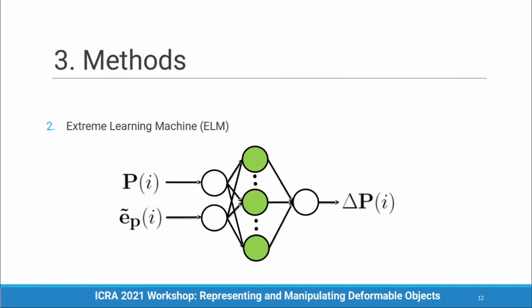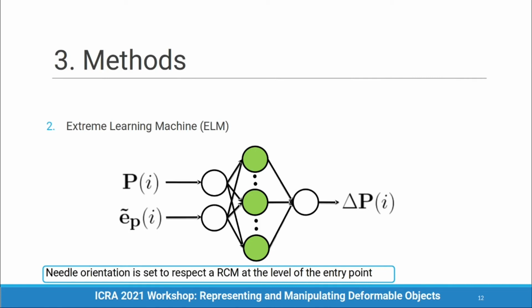As inputs, it takes the robotic position and the tip-to-target error and outputs a displacement for the robot to steer the needle along the trajectory. The needle orientation is set to respect a remote center of motion at the level of the entry point.